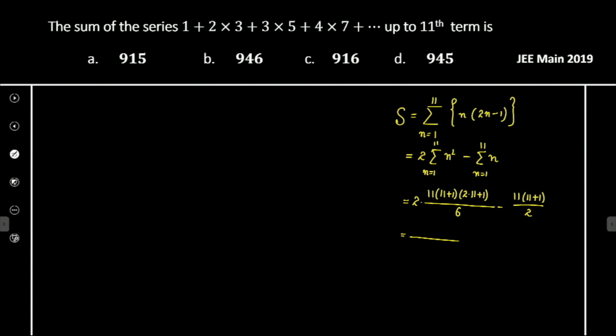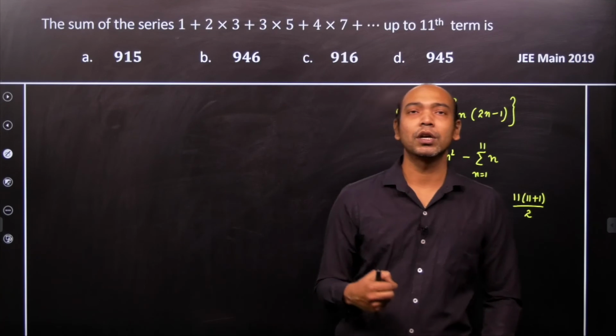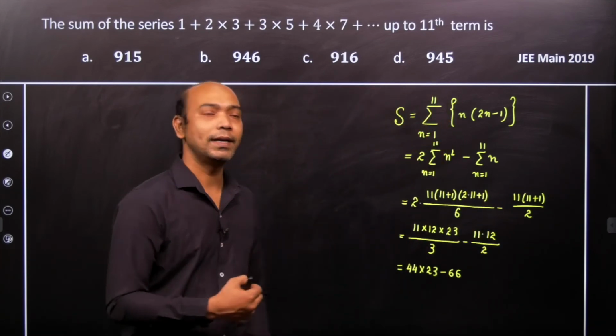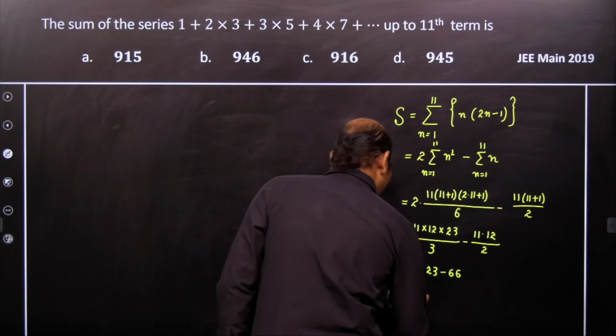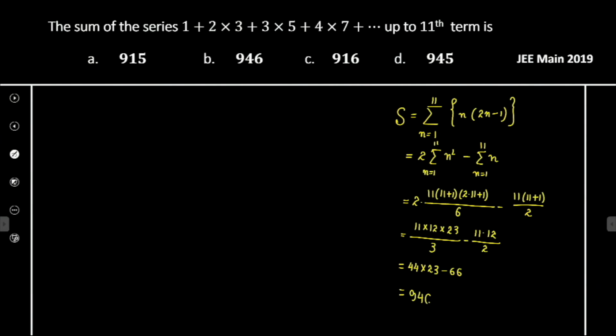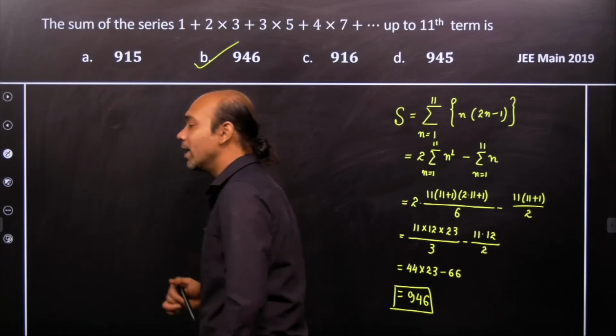Let's go ahead. This is 11 multiplied by 12 multiplied by 23, minus 11 into 12 divided by 2. So it is 44 into 23 minus 66. That's it. We multiply that and get the solution ready. If I multiply and do the calculation, we get 946. The basic simple calculation. So for this problem, option B is the correct choice.